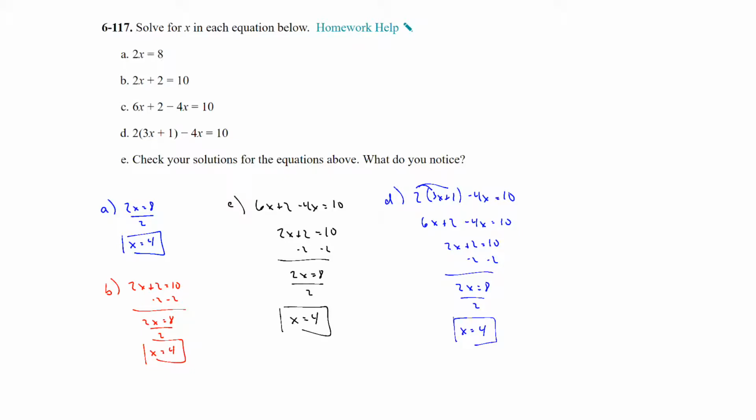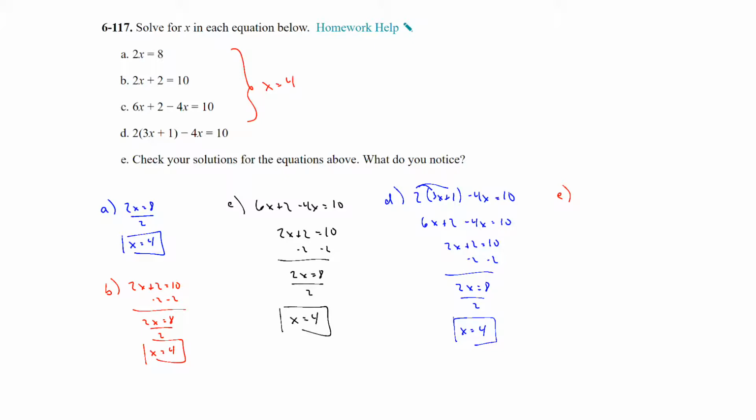So on part E, it says, check your solutions for the equations above. What do you notice? So you can see that all of the answers are at x equals 4. And so really all the equations are equivalent in terms of your solution being x equals 4. And if we plug in x equals 4 into all of those equations, then we'll get, like on the first one, 8 equals 8, and all the other ones will get 10 equals 10, which means it is a solution.